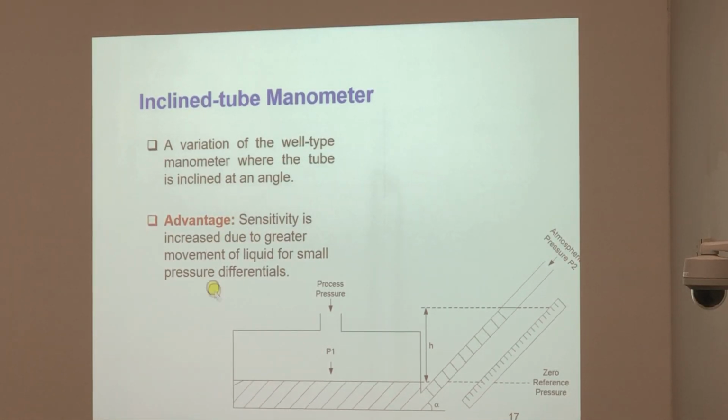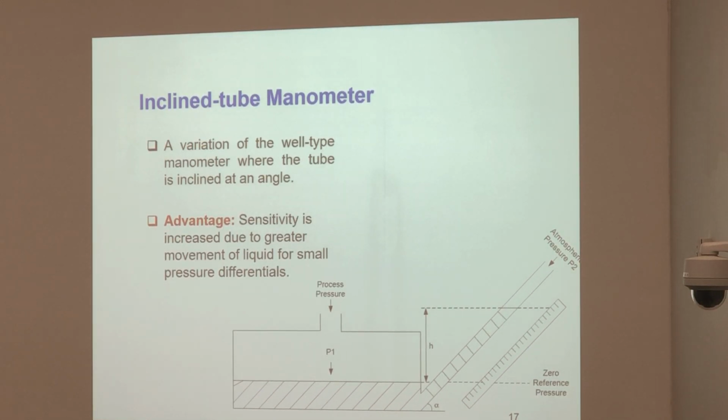This here explains all the things. The disadvantage, I think, for this one, can anyone advise what is the disadvantage of this pressure meter? Disadvantage. Horizontal distance. What's the problem with the horizontal distance?